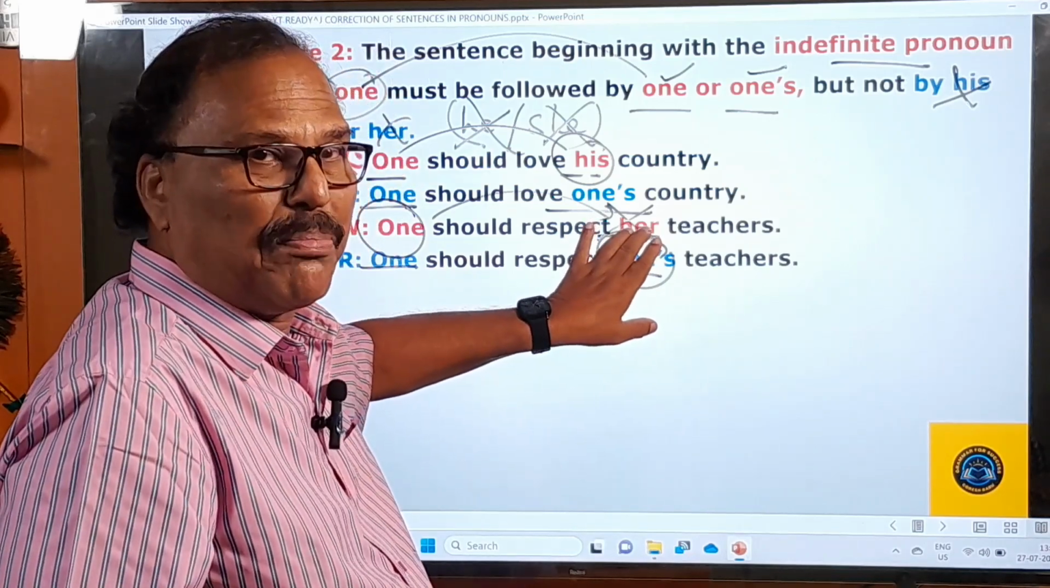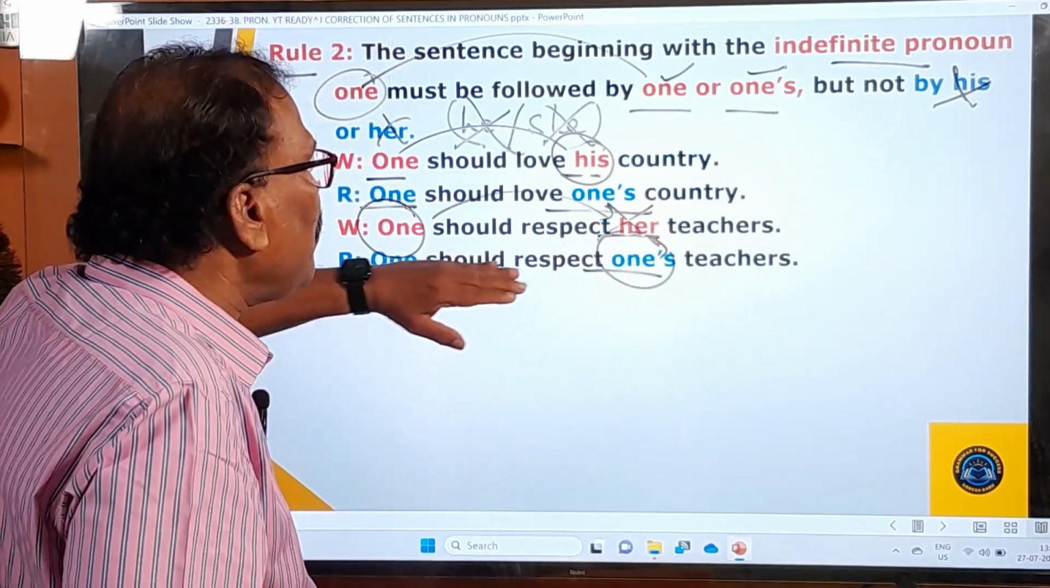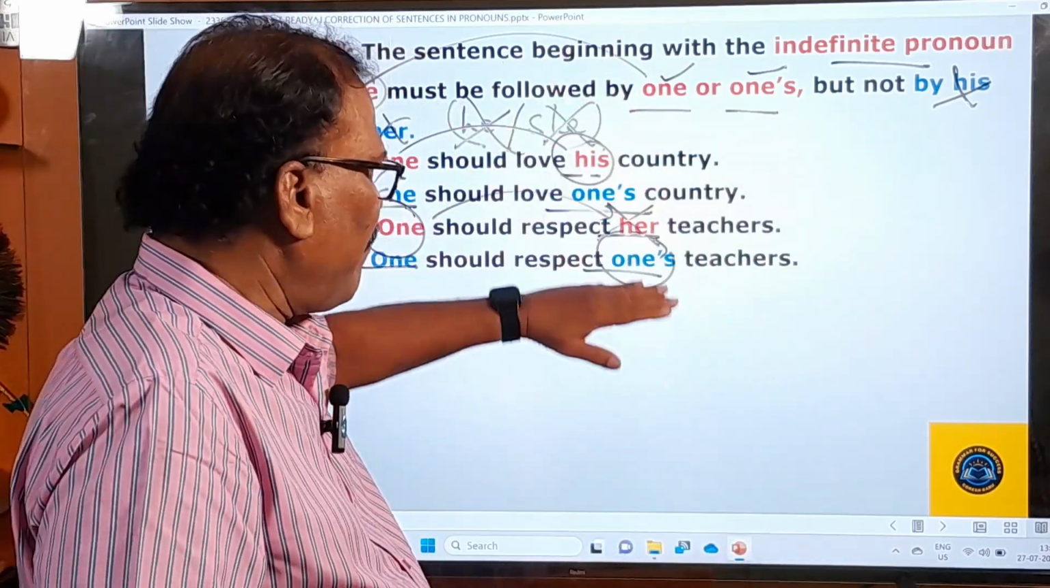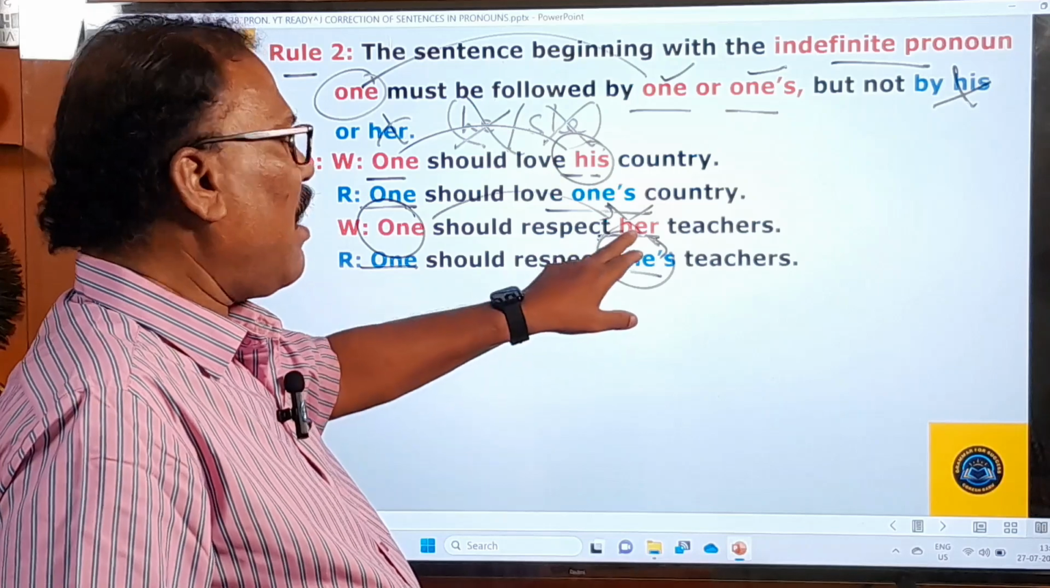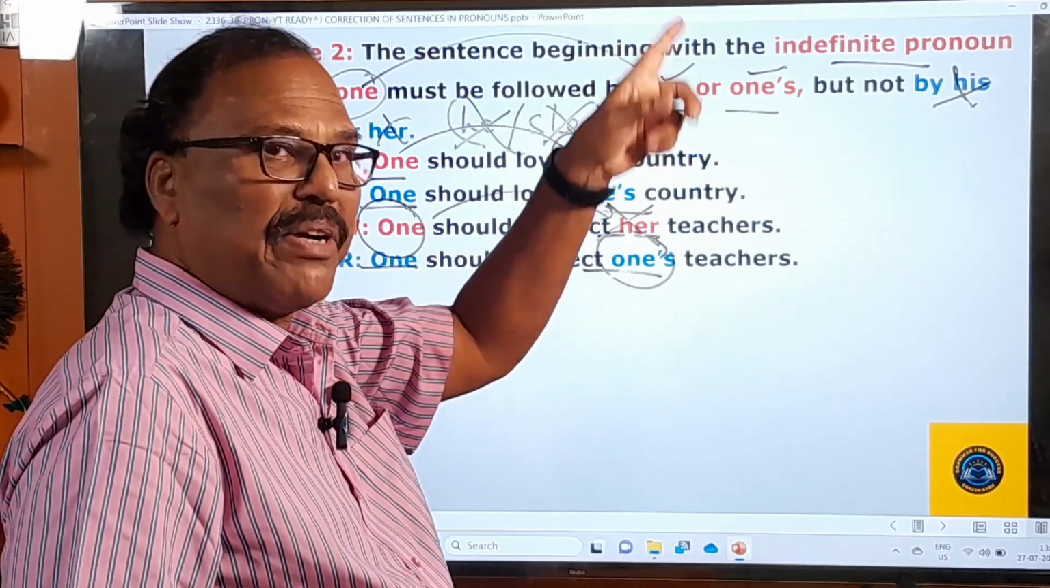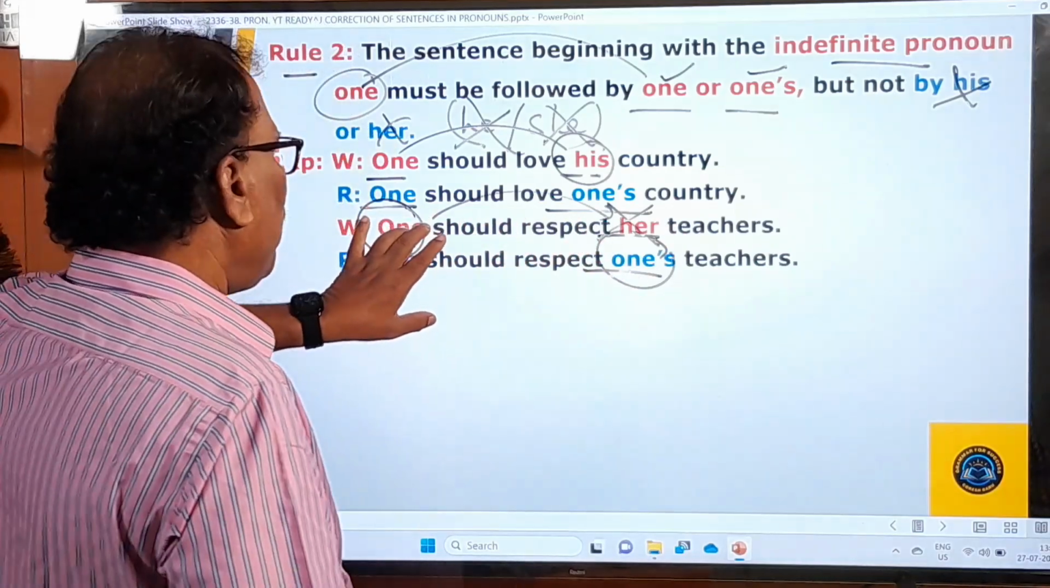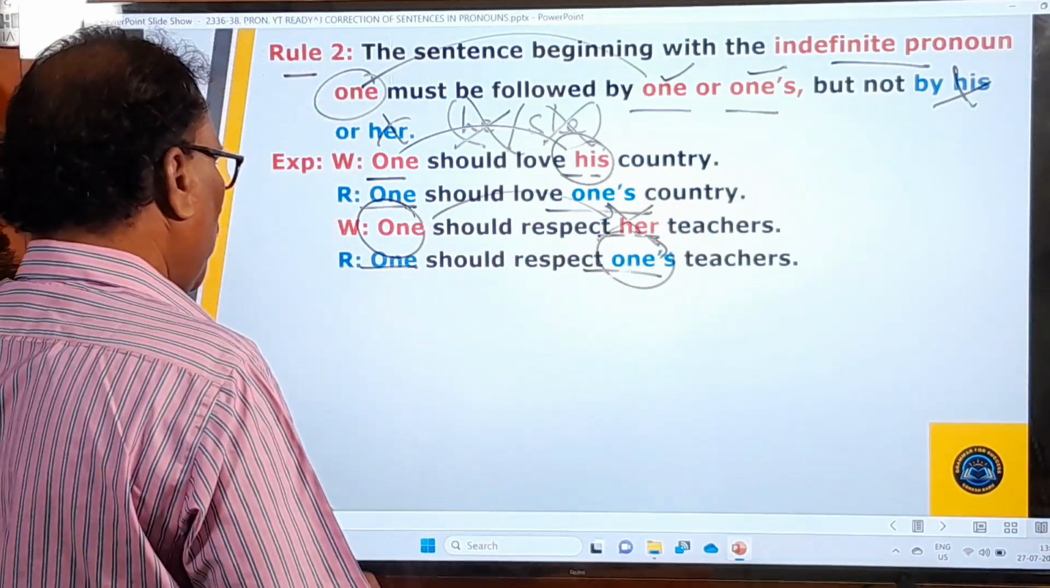That's not acceptable. But here you see, "One should respect one's teachers" means I should respect my own teachers. And the meaning of the other is that I should respect others, somebody's teachers, her teachers. So we don't accept this. This is acceptable. Yes, right. We go to the next one.